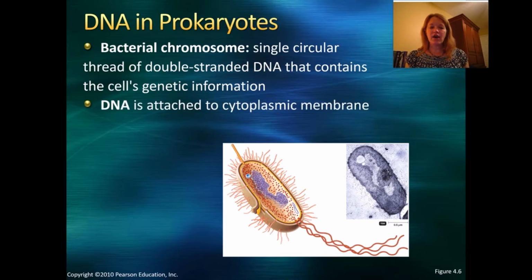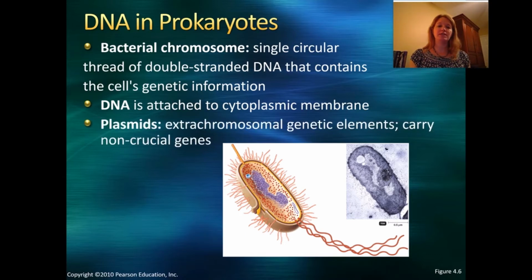The DNA is often attached to the cytoplasmic membrane, and this aids in that binary fission that we're going to talk about in a moment. There are often also extrachromosomal genetic elements, such as plasmids, and these are usually only a few thousand base pairs in length, and they will also be circular, and they'll carry non-crucial genes, such as, for example, antibiotic resistance genes, or sulfanilamide resistance genes.